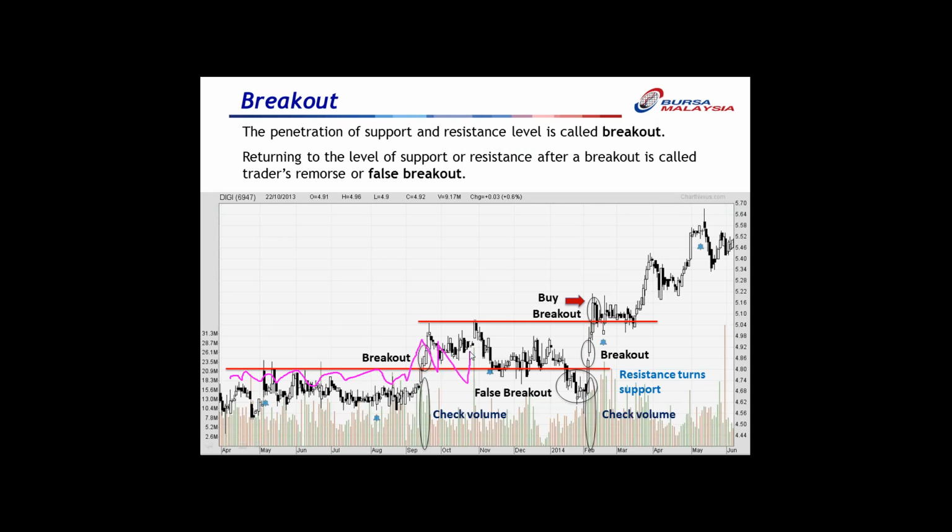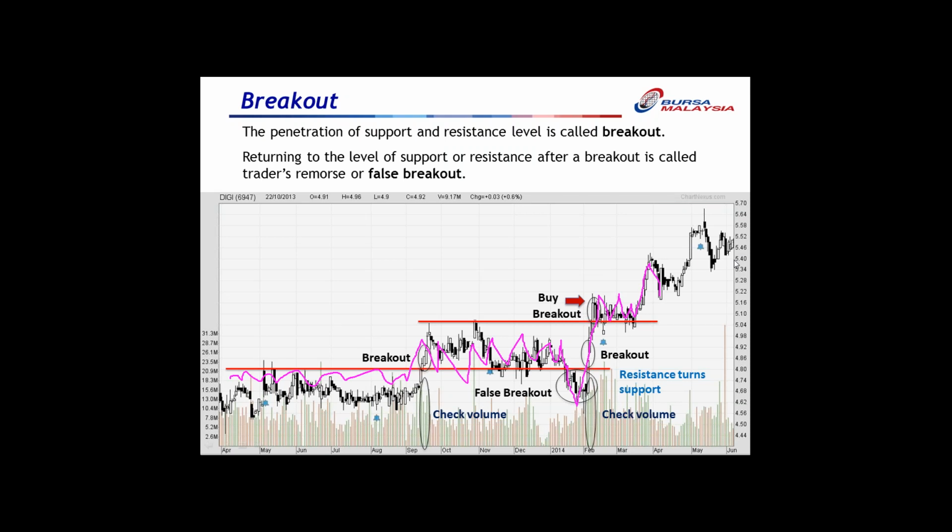The price is unable to break through, this becomes support level until it breaks through again, and then breaks through again. So once it breaks out of this resistance level, then this level, this zone becomes support, and then it goes up again. So this is what we call support turns resistance.